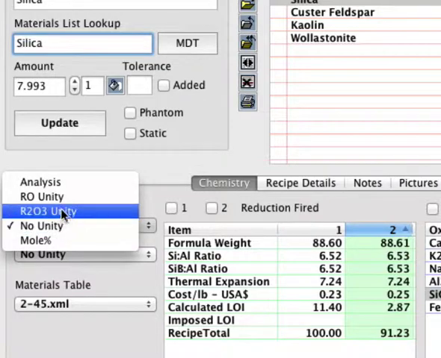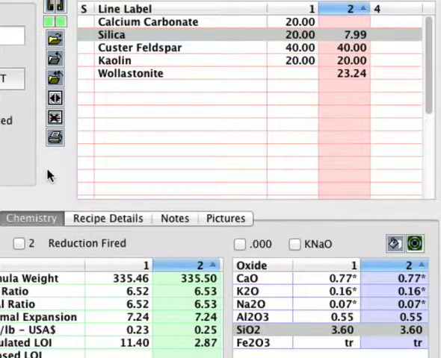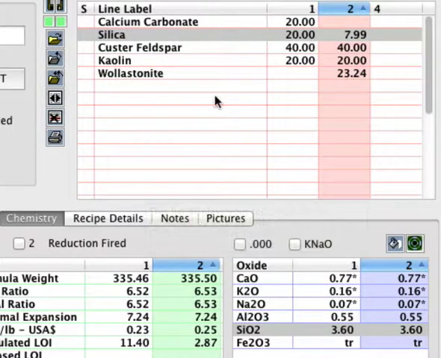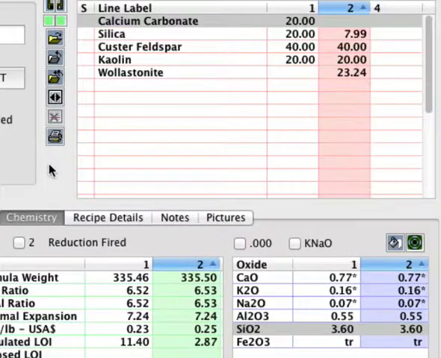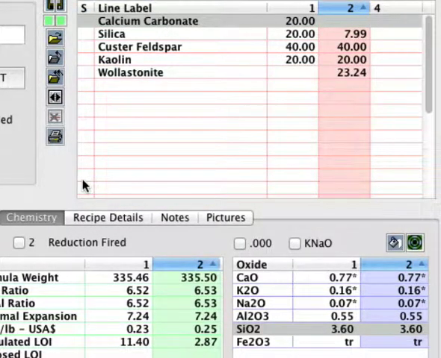So now let's set these back at RO unity. So now we can see that to correctly replace 20 calcium carbonate, we had to use 23.24 wollastonite, and we had to reduce the silica by 12, so now it's 8 instead of 20. So this task of substituting wollastonite for calcium carbonate demonstrates some of the important issues that you face when you are substituting materials.